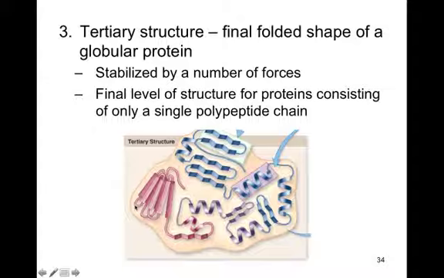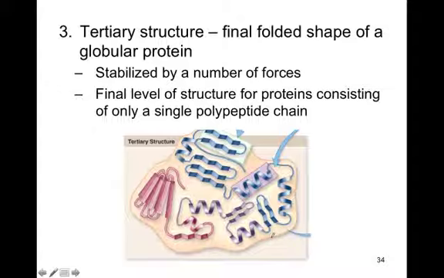In tertiary structure, this is the final folded shape of a single globular protein. It's stabilized by a number of different forces. And tertiary structure involves only one polypeptide chain still. It's the final level of structure with proteins that consist of only a single polypeptide chain. You can see a number of different alpha helices and series of beta pleated sheets, all on one single polypeptide chain, many beads on the string.